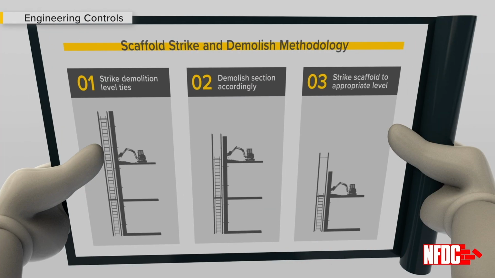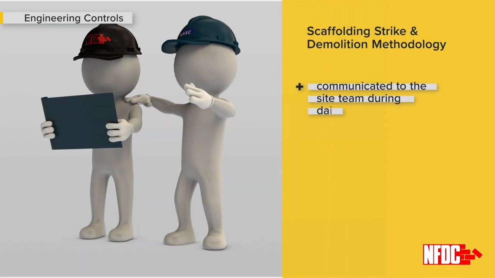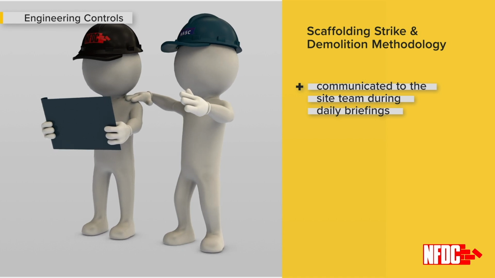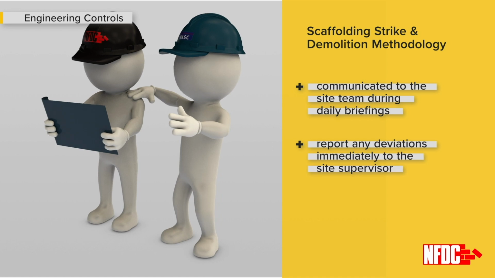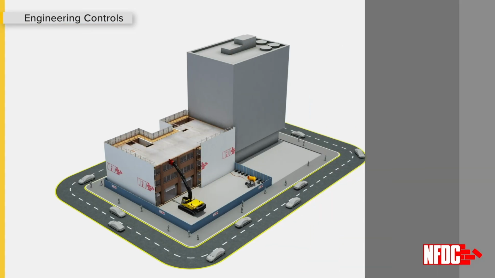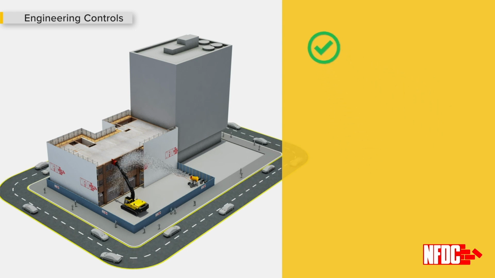An integrated scaffold strike and demolish methodology must be created to ensure the scaffold remains tied at the correct levels, so as not to leave the top of the scaffold at risk of collapse. The sequencing of works must be communicated to the site team during daily briefings, and any noted deviation to the agreed plan must be reported immediately to the site supervisor. As the building is reduced in height, the methodology will change, including the extent and type of protection required.